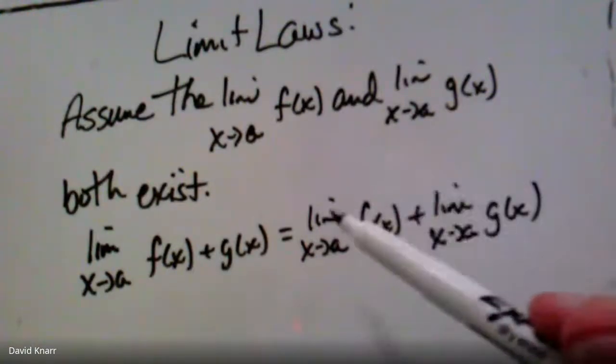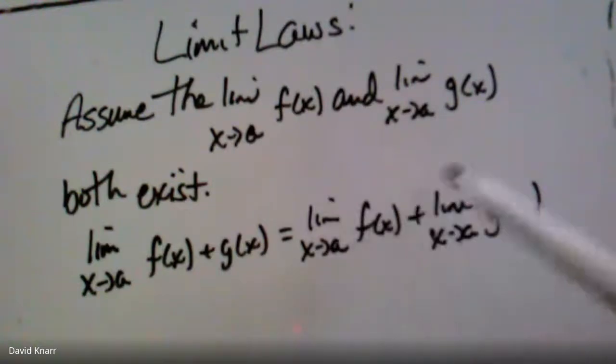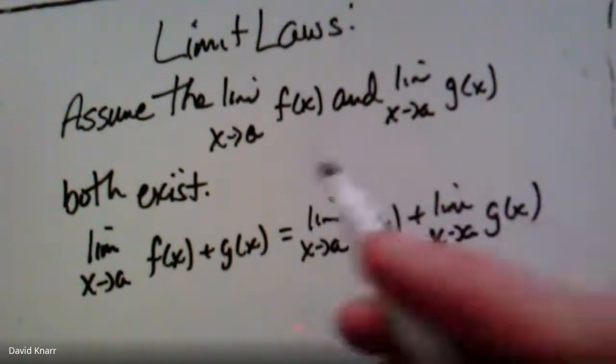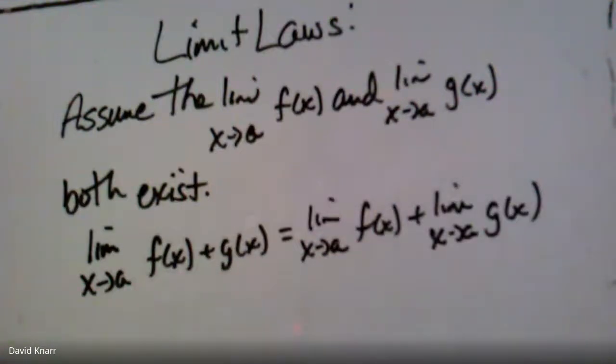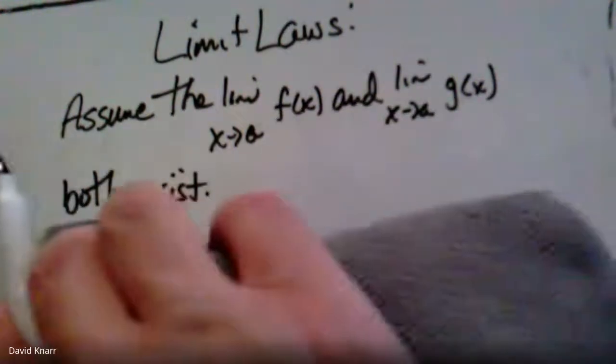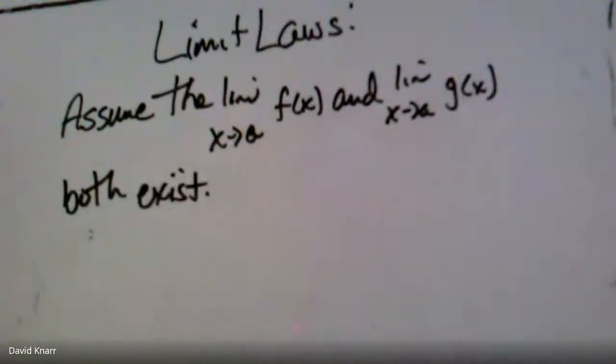You could take the limit as x goes to a of f of x plus the limit as x goes to a of g of x. That's an example of a limit law. They all pretty much work the same way. You can look on the handout that I gave you. They are important. You will use them. We'll be using them today, and throughout the year. But they are pretty simple to understand where they're getting them from.